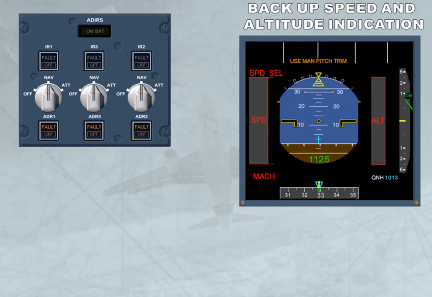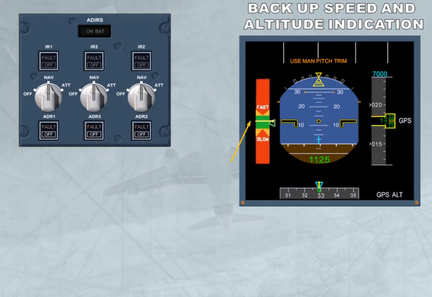In case of unreliable airspeed indications, for example after the 3 ADIRS failure, the backup speed and the altitude indication are available on both PFDs, provided the 3 ADIRS have been set to off. The speed scale is replaced by a backup speed scale, BUS, based on the aircraft's angle of attack information and on the slat flap configuration from SFCC.